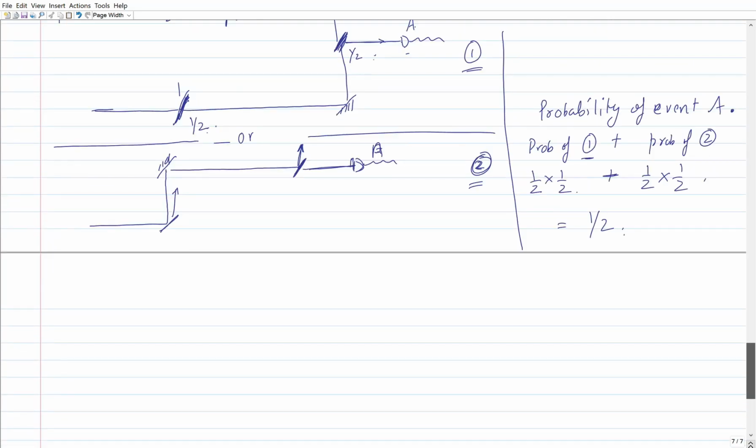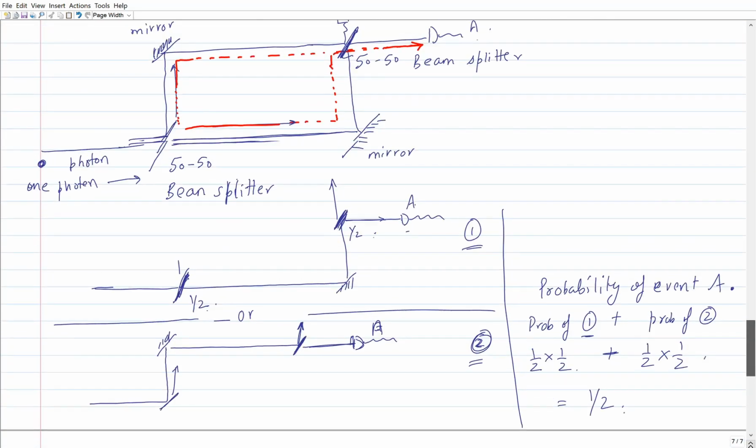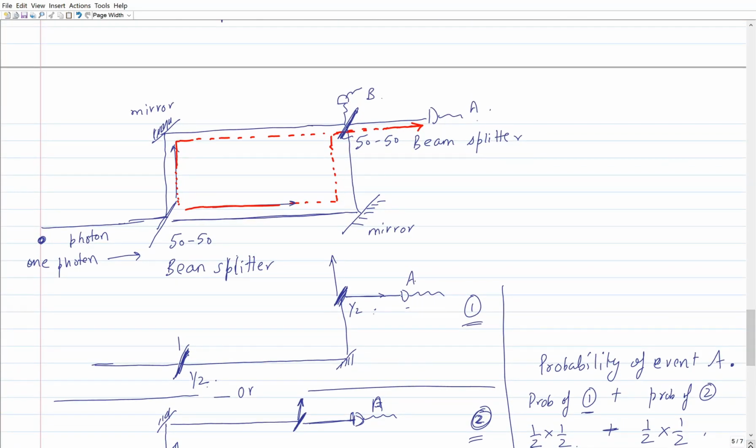So are you all happy with this thing? We are just calculating the probabilities. What was the probability for this process as well as this process occurring? And we can also simultaneously calculate, let me paint it by black, the probability of B, which is the path the photon takes, this path. So again, I'm going to get the probability.